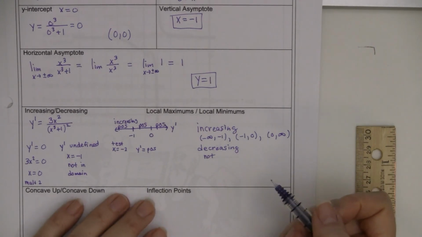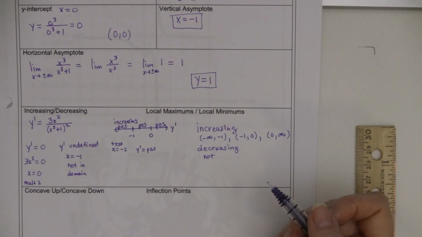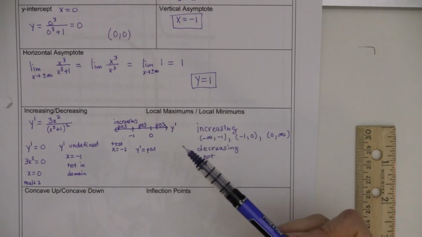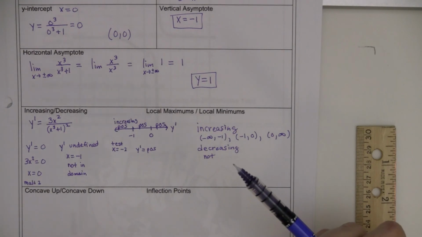Now I'm looking for local extrema, the local max or the local min. Well, the local max and the local min is where it changes from increasing to decreasing, or vice versa.